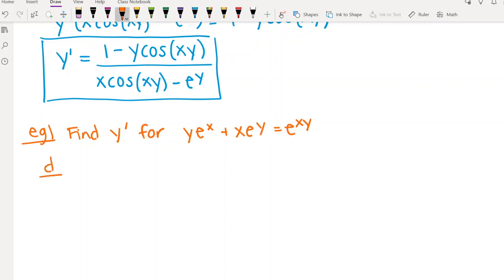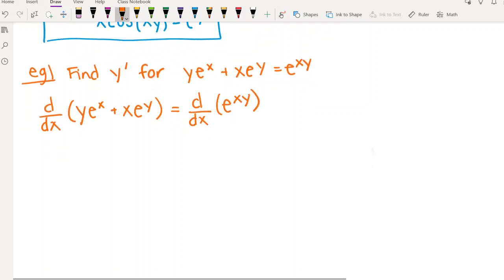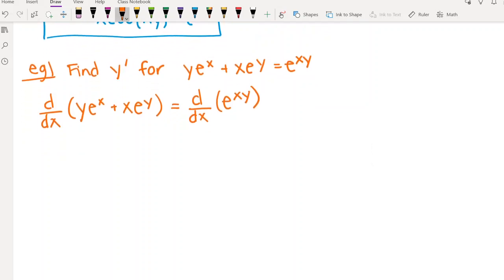Okay, so you know the drill by now. We're taking the derivative with respect to x of both sides. And in this case, we're not off the hook on any of these, right? All of these are going to involve some kind of product or chain rule. So let's start with the first part. The first part we can think of as being the product of y and e to the x. So we're going to apply the product rule, again making sure that we're only multiplying by y prime at the correct part.